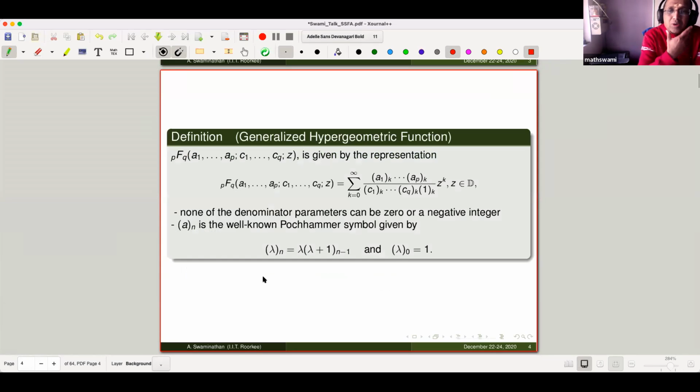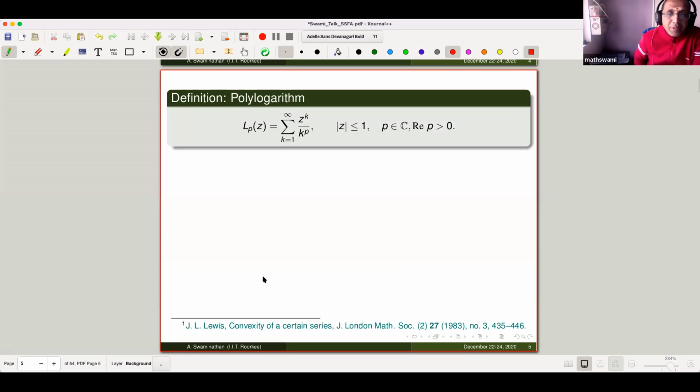So initially, we know what a generalized hypergeometric function is, but I'm still giving it here mainly because I just want to get used to this notation. There are p parameters in the numerator and q parameters in the denominator. We know several results about this generalized hypergeometric function, so I don't want to speak much about them at this stage. And of course, it goes with the definition of the Pochhammer symbol.